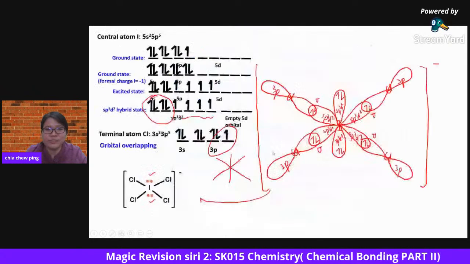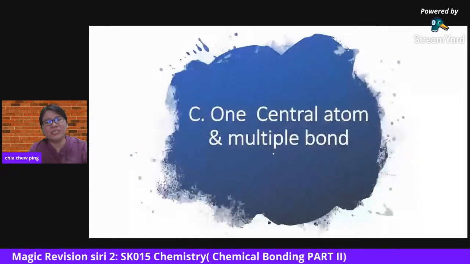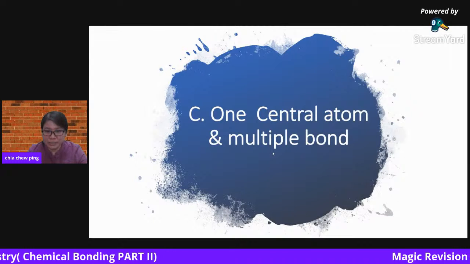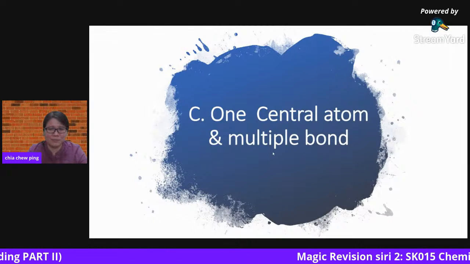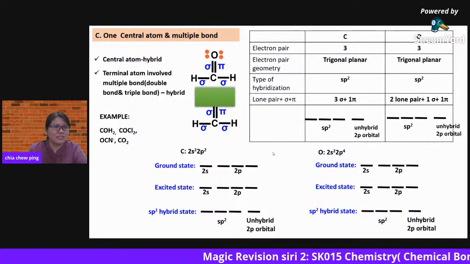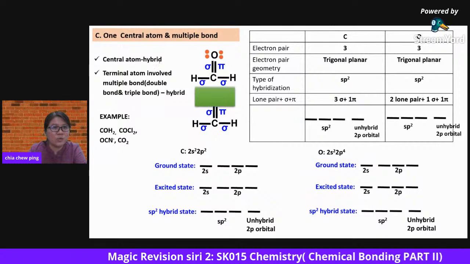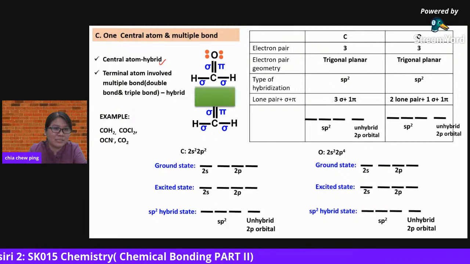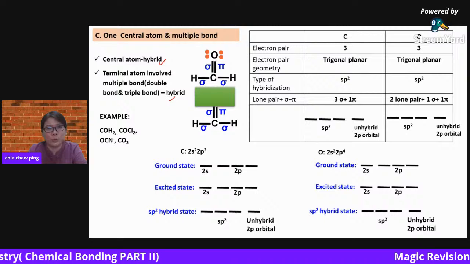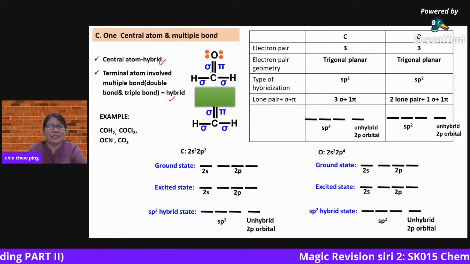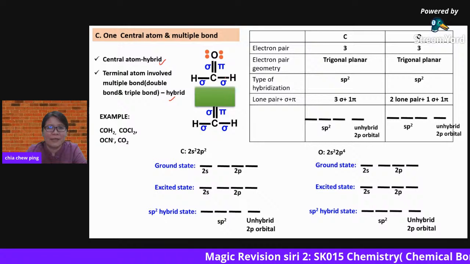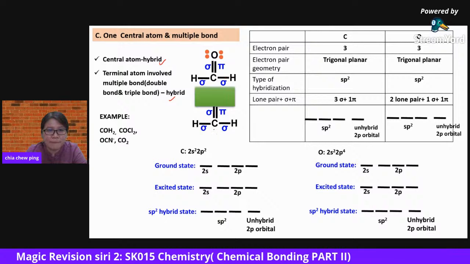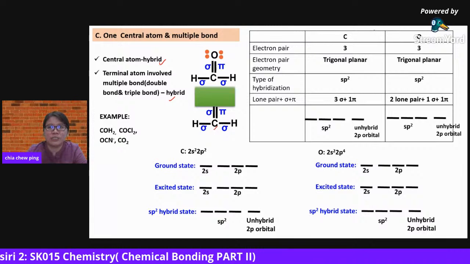Now we have finished case B, and I proceed to case C. Case C is where there is one central atom but it involves multiple bonds. We review the content: the central atom is hybridized, and terminal atoms involved in multiple bonds, like double bonds and triple bonds, are hybridized also. Now this is an example I show you, COH2. Now analyze the carbon. The central atom must be hybridized, so now we check.